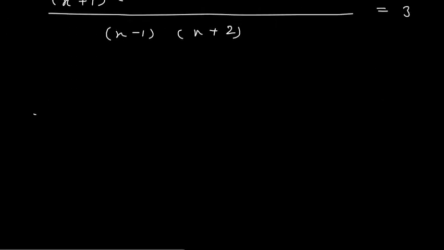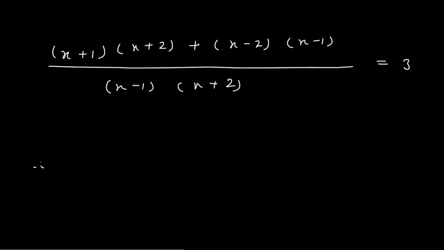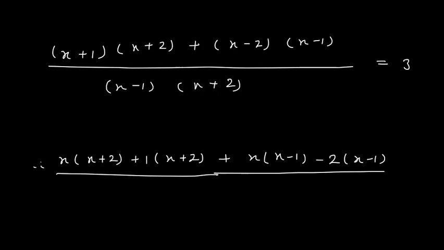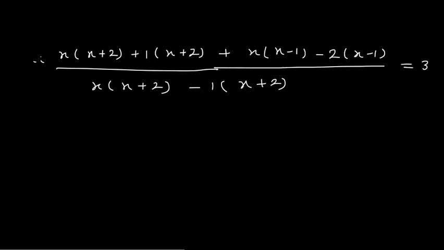So therefore, this x is going to be multiplied by x plus 2, plus this 1 is going to be multiplied by x plus 2, plus this x is multiplied by x minus 1, and then minus 2 multiplied by x minus 1, divided by, here x is going to be multiplied by x plus 2 and this minus 1 is multiplied by x plus 2, and on the right hand side we have 3.